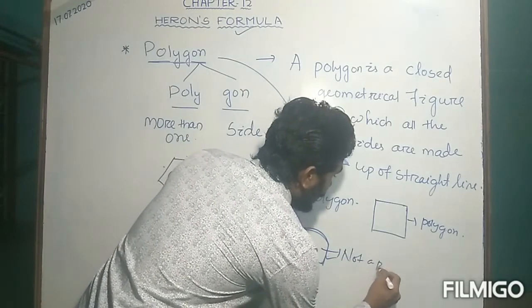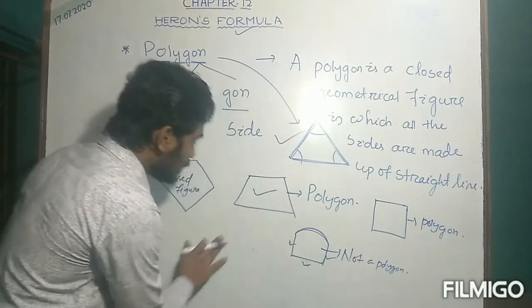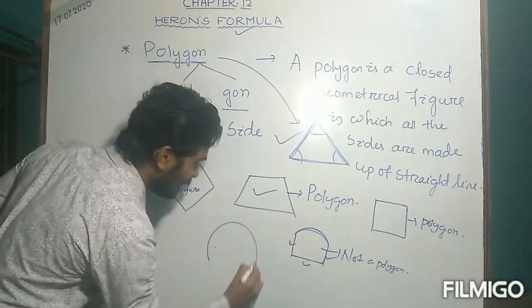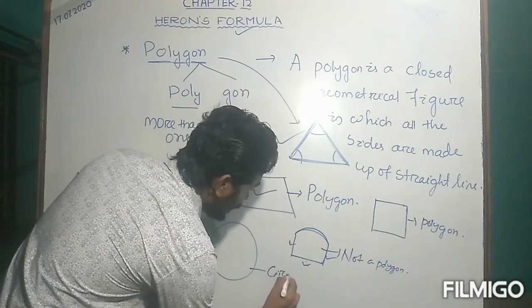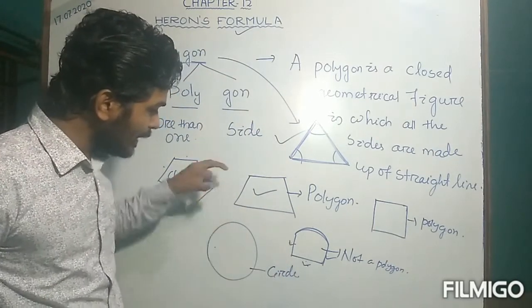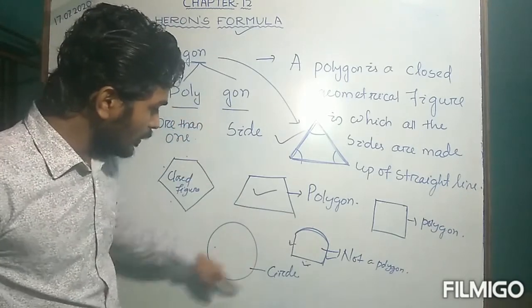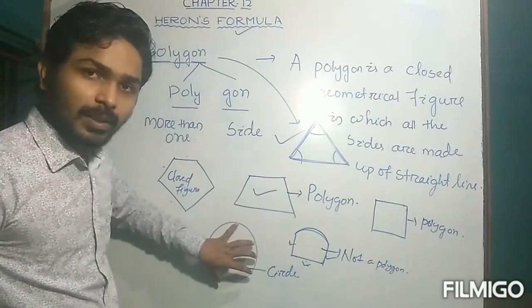Not a polygon. Okay. Suppose I am taking one more example like this. Is it a circle or not? Yes, it is a circle. Okay. So in this circle, is this geometrical figure closed or not? Yes, it is closed. There is no open space. Is it a polygon or not?